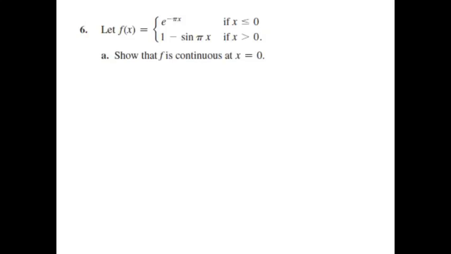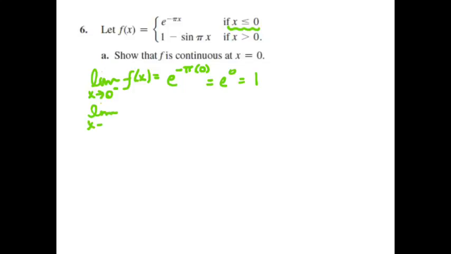First thing I'm going to do is show that the limit exists. And to do that, I need to show that the limit from the left is equal to the limit from the right. So the limit as x approaches 0 from the left of f of x would be equal to, and if I'm approaching 0 from the left, then that means that x is less than 0. So I'm going to plug in 0 to this first piece of the function, e to the negative pi times 0, which is e to the 0, and that equals 1.